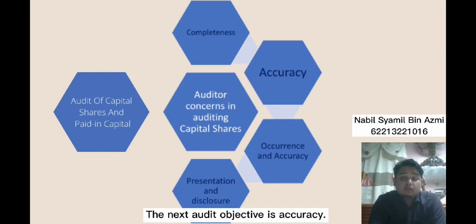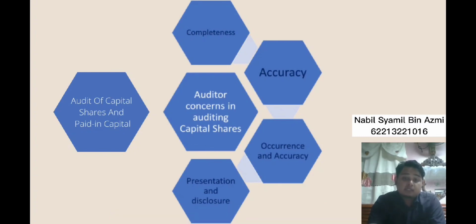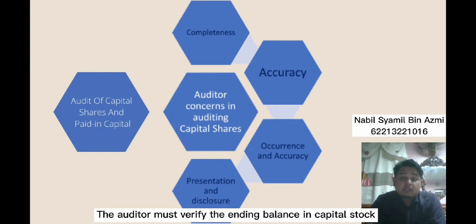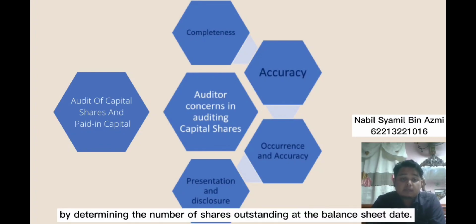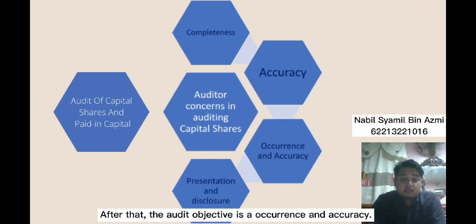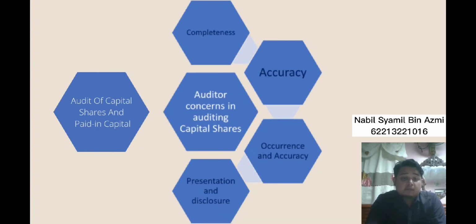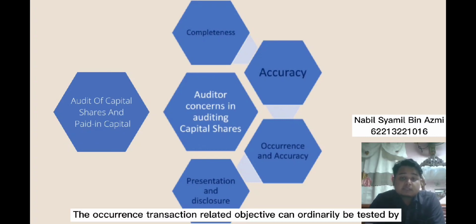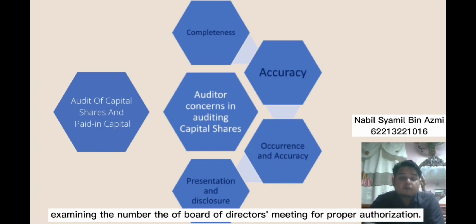The next audit objective is accuracy. This is when the capital stock is accurately recorded. The auditor must verify the ending balance in capital stock by determining the number of shares outstanding at the balance sheet date. After that, the audit objective is occurrence and accuracy. This is when the recorded capital stock transactions exist and are accurately recorded. The occurrence transaction related objective can ordinarily be tested by examining the minutes of the board of directors meeting for proper authorization.